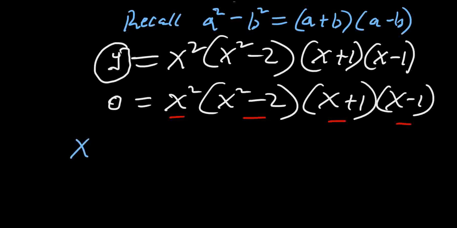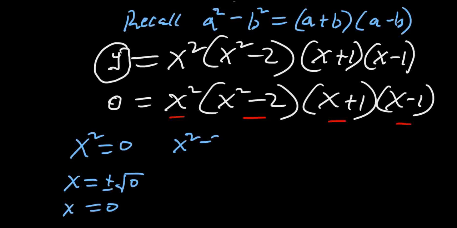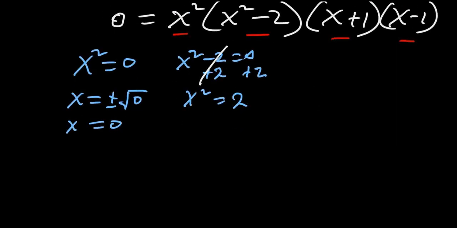So x squared will be equal to 0. If you take the square root of both sides, then x will be equal to plus or minus the square root of 0, and that of course is 0. So x is equal to 0. Next, we have x squared minus 2 is equal to 0. So now add 2 to both sides. Negative 2 plus 2 is 0, so you just cancel them from here, and you're going to have x squared is equal to 0 plus 2, and that's going to give you 2. So you can simply take the square root of both sides.